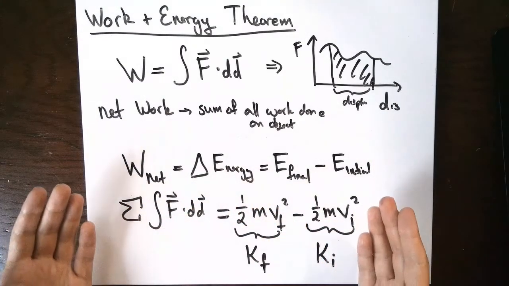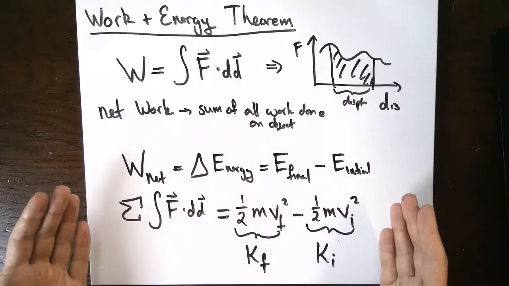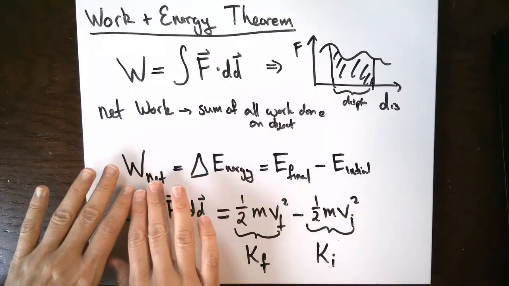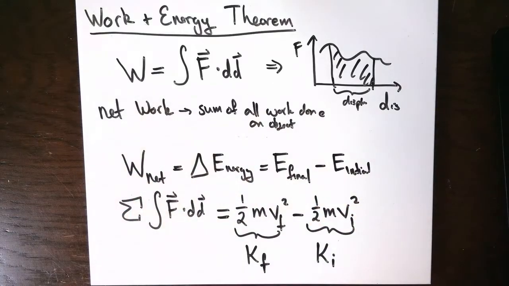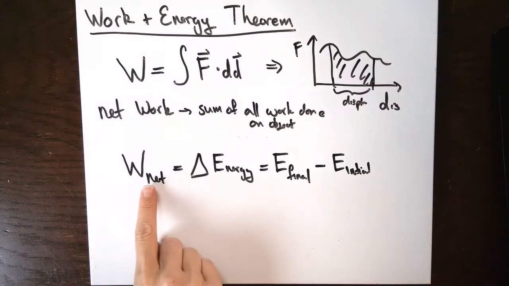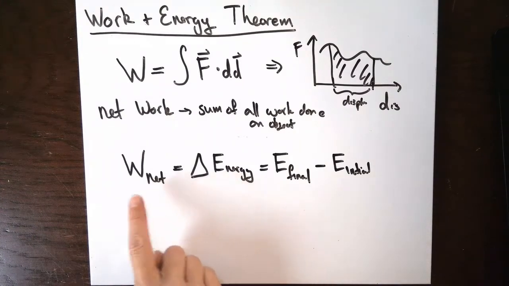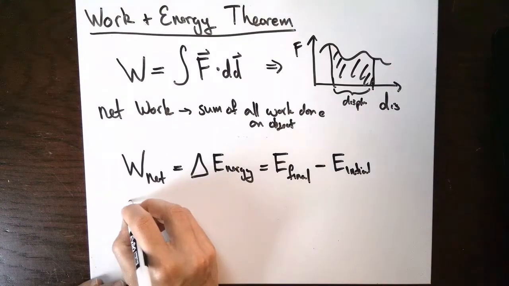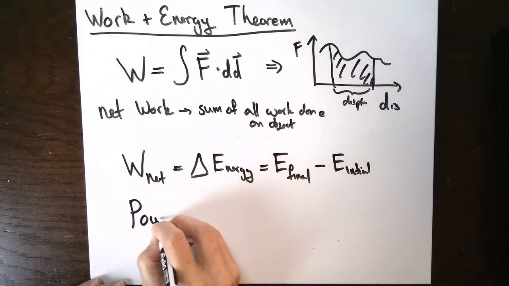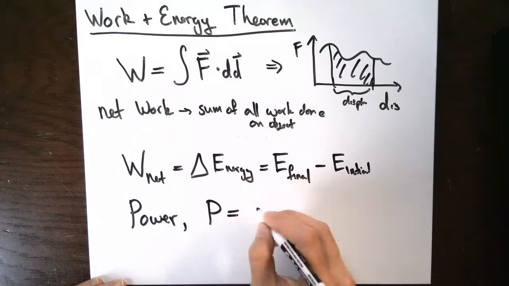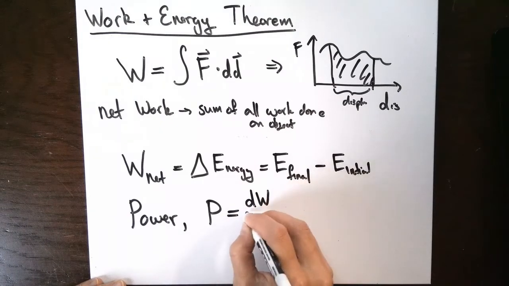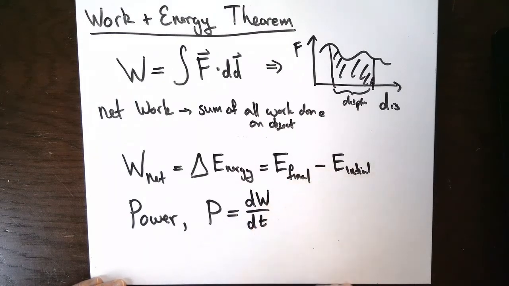And one more concept to think about here is that whenever we have changes in energy, we often are interested in how fast that change is happening. That's also true in work. So the change in this energy flow, the rate at which that change is happening, is known as the power. We use P to symbolize that. It is the derivative of work with respect to time.